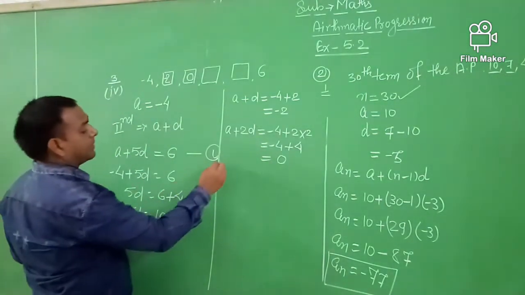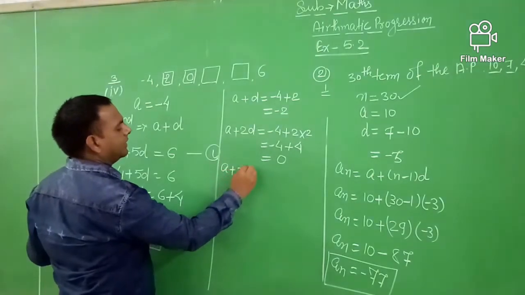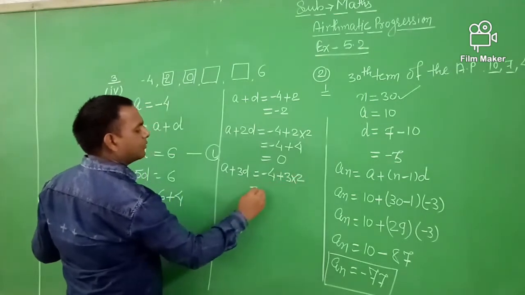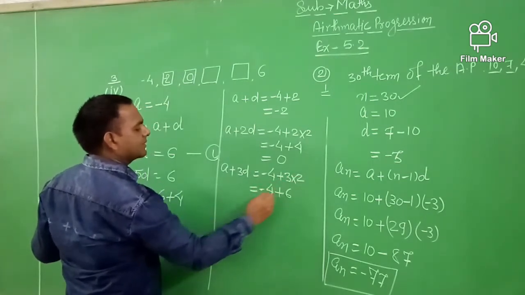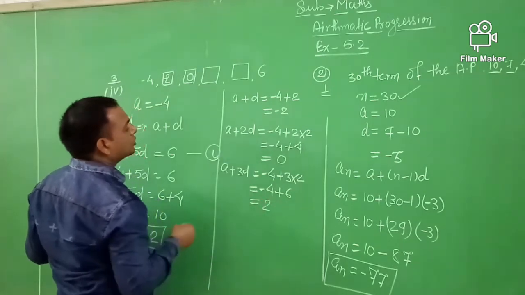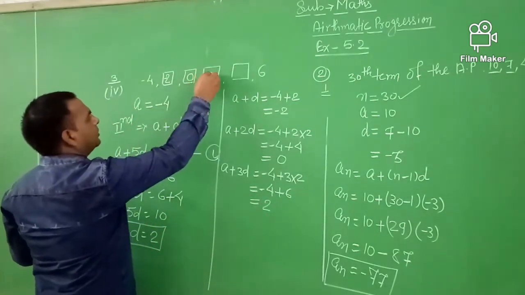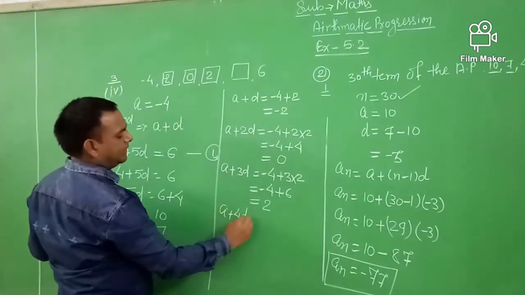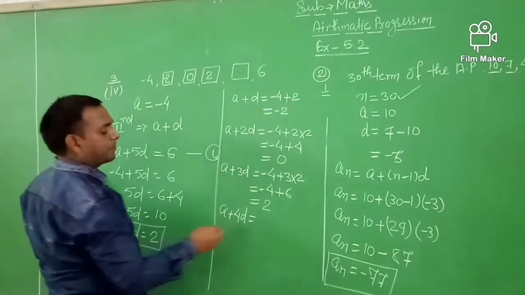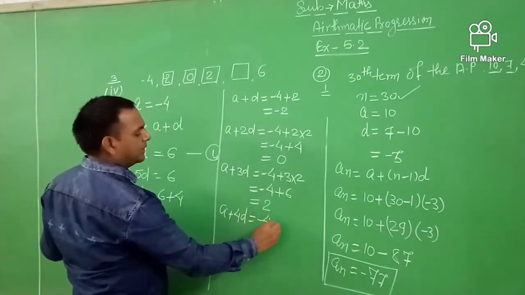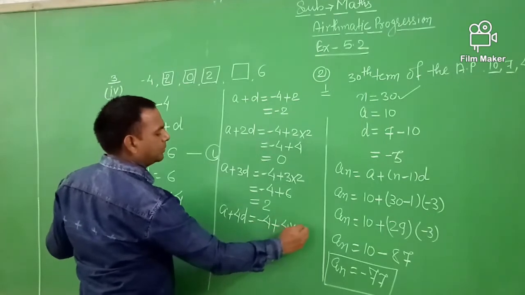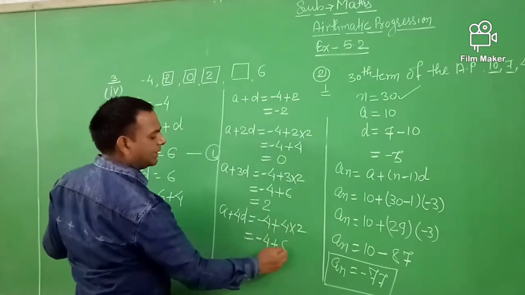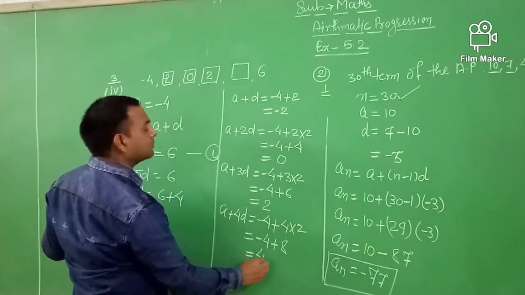Next, the fourth term is a plus 3d. It means minus 4 plus 3 into 2. Therefore minus 4 plus 6 is equal to 2. So the fourth term is 2. Next, the fifth term is a plus 4d. Here a is the first term, minus 4, plus 4 into 2. Minus 4 plus 4 twos are 8, so this is equal to plus 4.